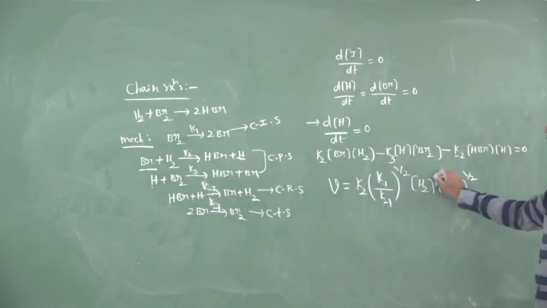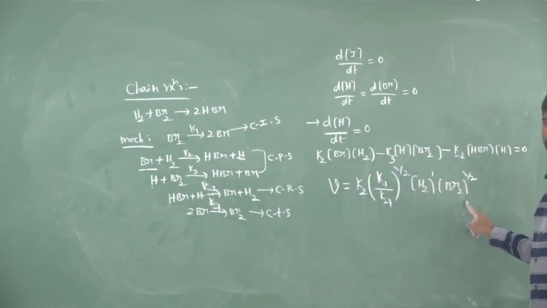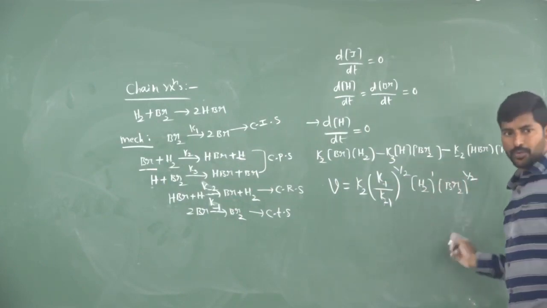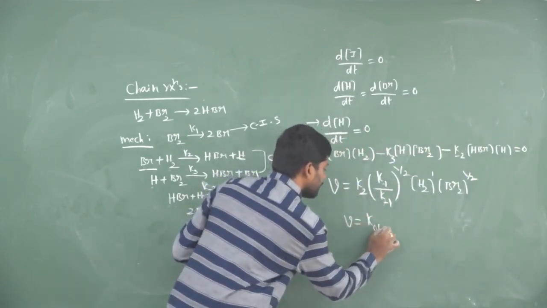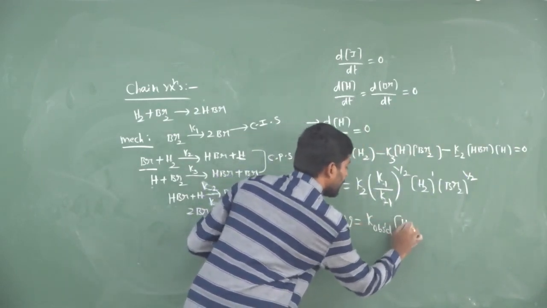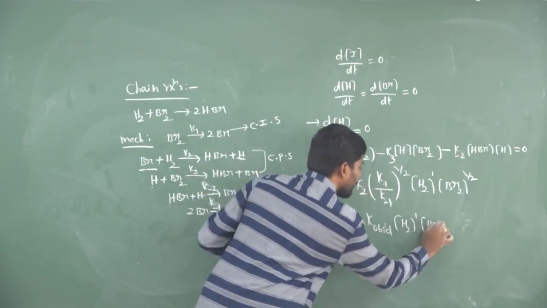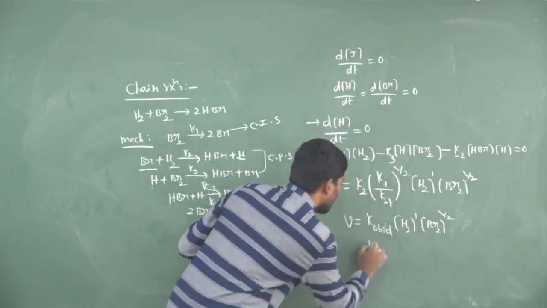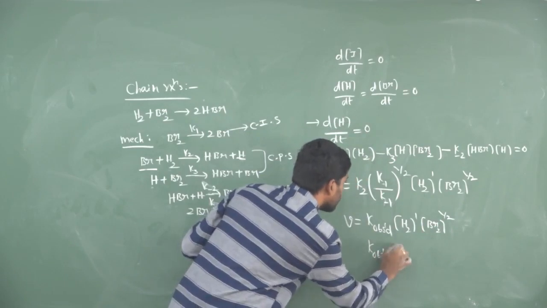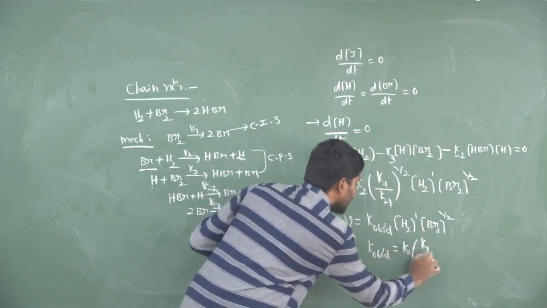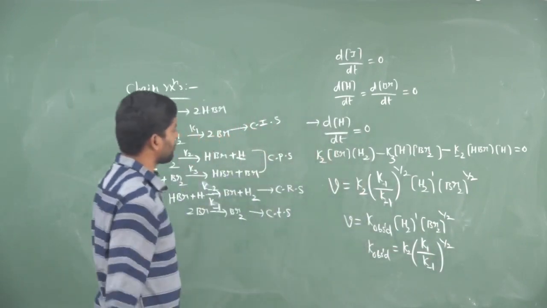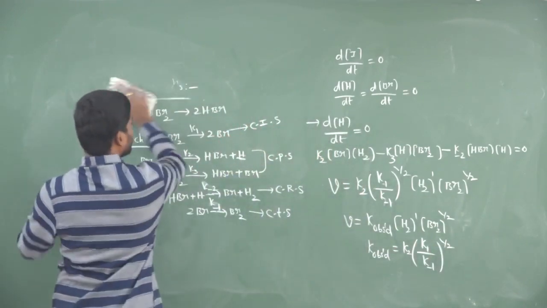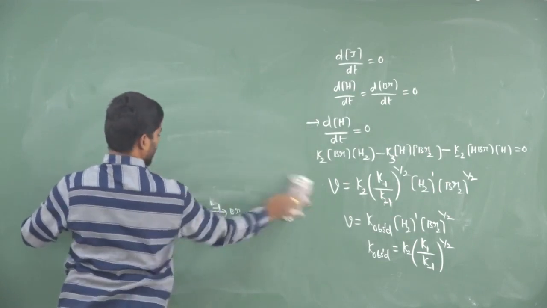So order with respect to H2 is 1, order with respect to Br2 is 1 by 2, overall order of the reaction is 3 by 2. Or we can write this one like this: K observed into H2 into Br2 power 1 by 2. So what is the observed rate constant? Overall rate constant: K2 into K1 by K minus 1 whole power 1 by 2. So these are some points you have to remember from complex reactions.